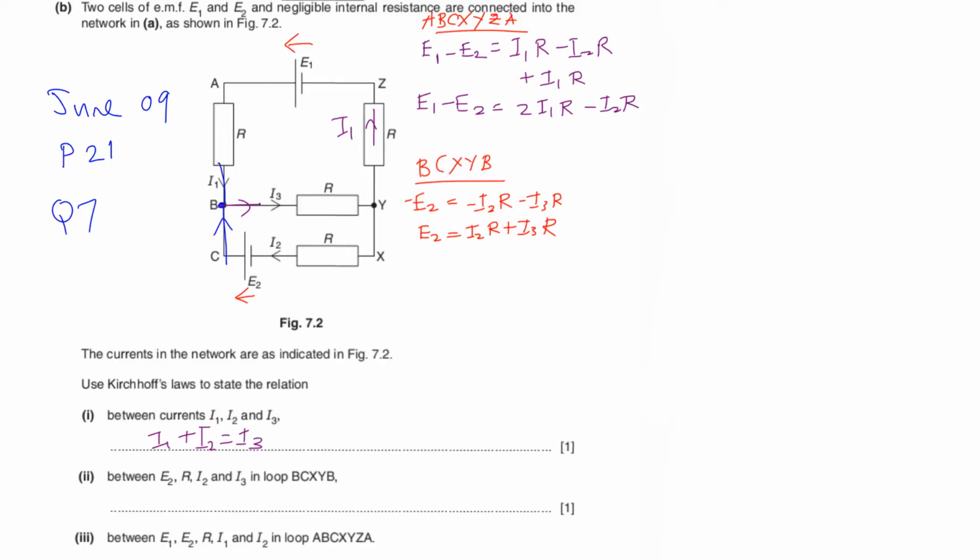Now, how many resistors are there? 1, 2, 3 resistors. As I'm traveling this way, let's talk about the current here. I'm coming down. Current I1 is also down, right? So what is the PD across this? Positive what?